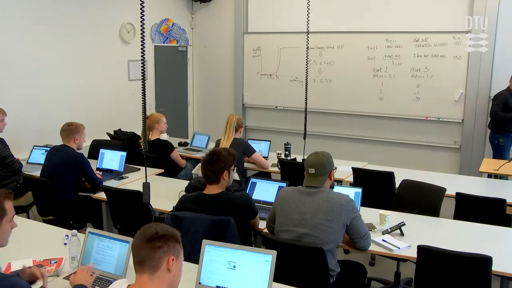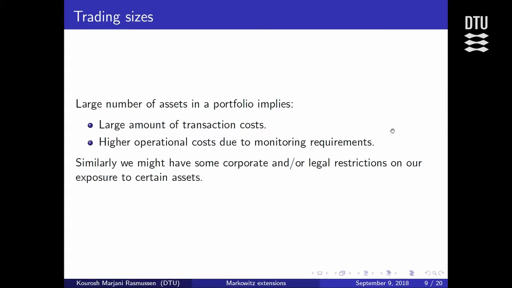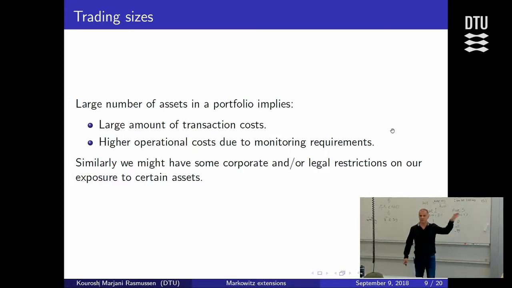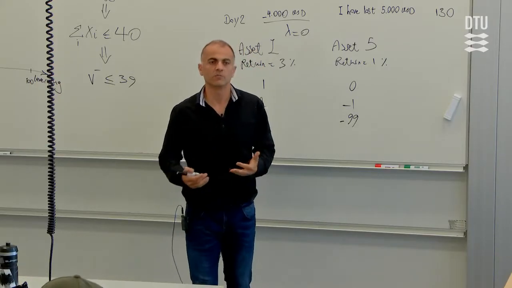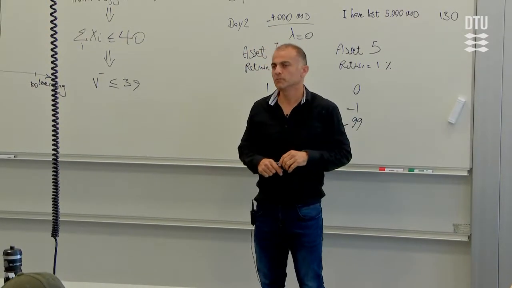The third topic of today is trading sizes, right? What we have seen so far was that shorting was quite easy in terms of the Markowitz model. You could just remove the positivity constraint. For risk-free borrowing, you introduce this V minus, and then add it into the constraint, making sure that the sum of what you're buying minus what you borrow is 100% of your money, and then add it in the objective function properly.